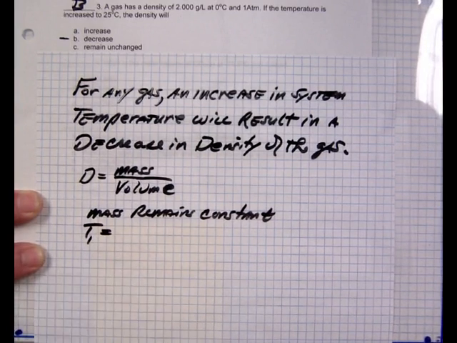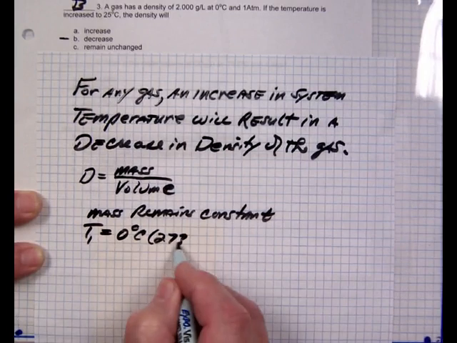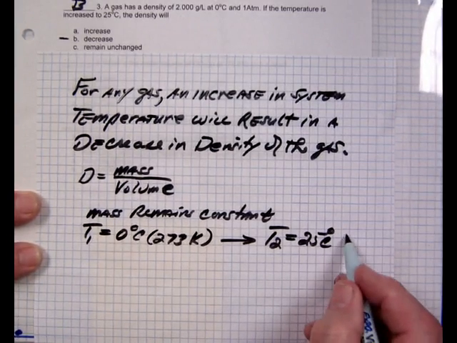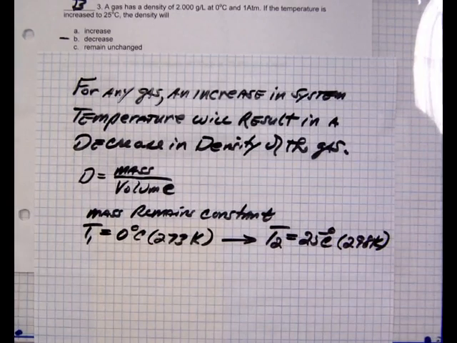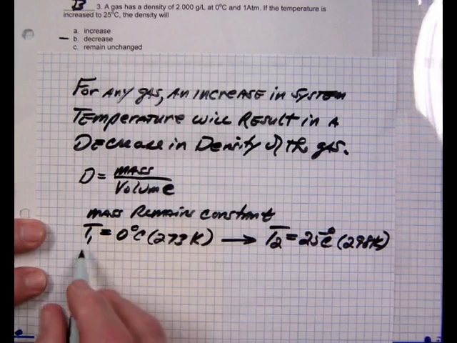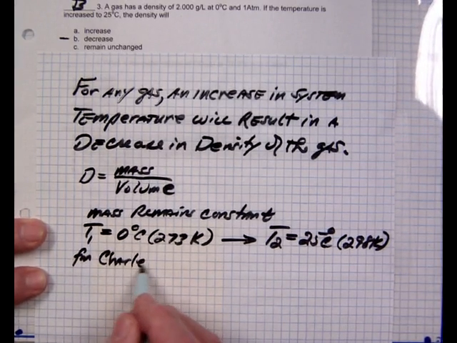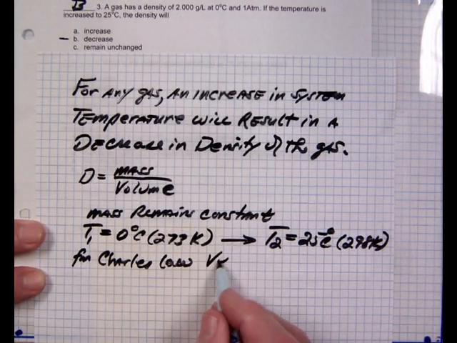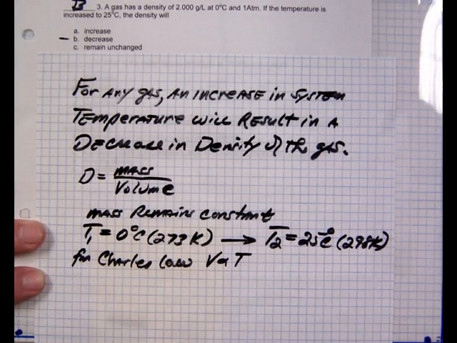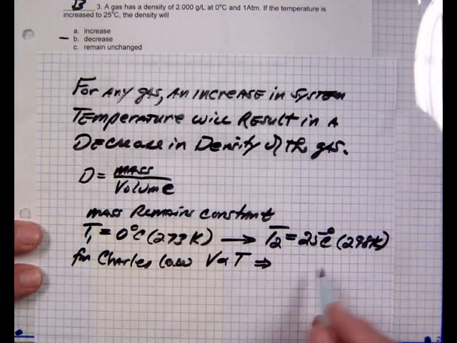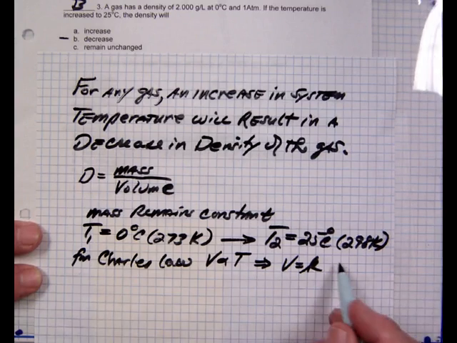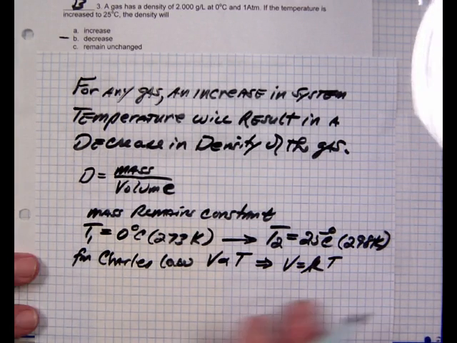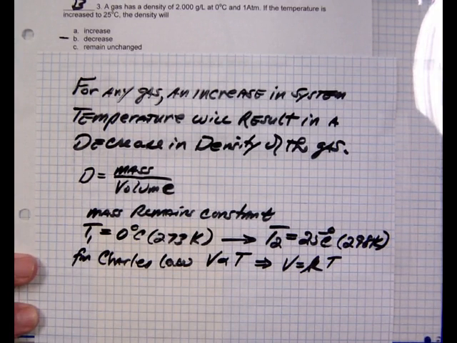and temperature 1 is, say, 0 degrees Celsius, 273 Kelvin, and we're changing to T2 to equal 25 degrees Celsius, 298 Kelvin, like this. And simply put, from Charles' law, volume change is proportional directly to changes in temperature. And so we find that volume change is equal to a constant times temperature, directly proportional. So if we increase the temperature, we will certainly be increasing the volume.